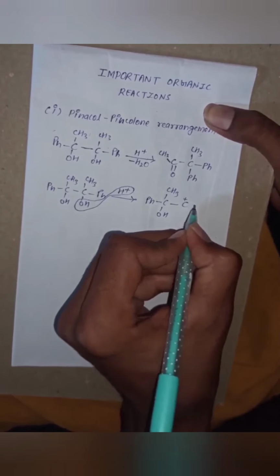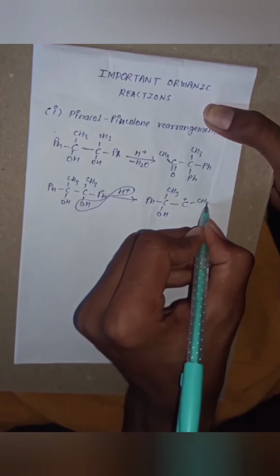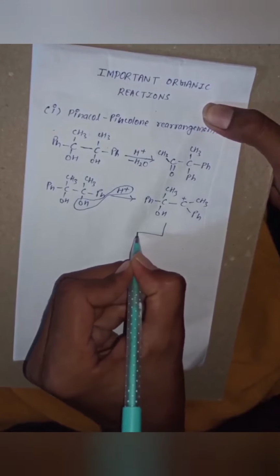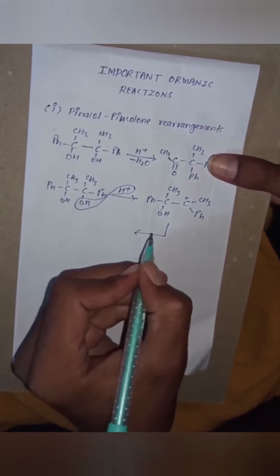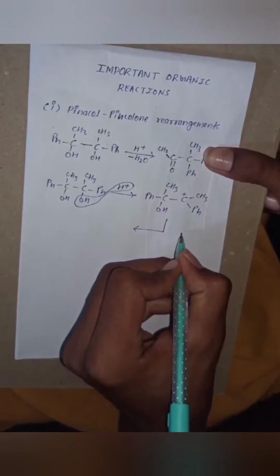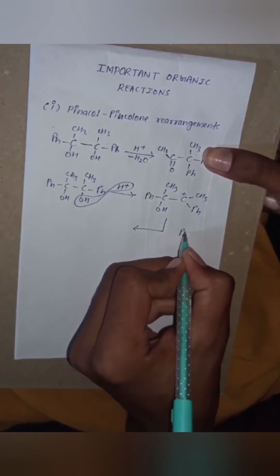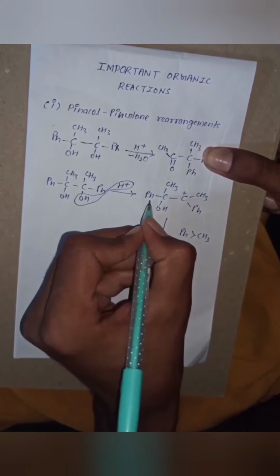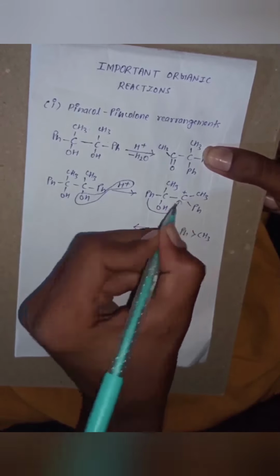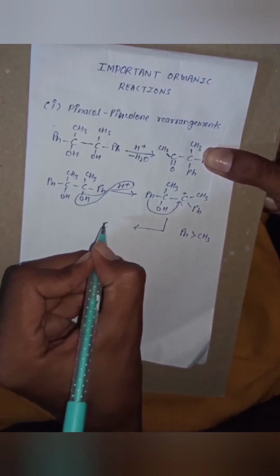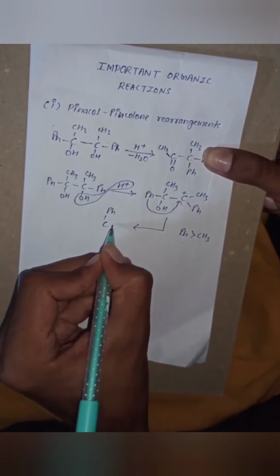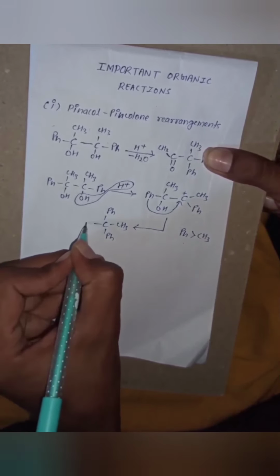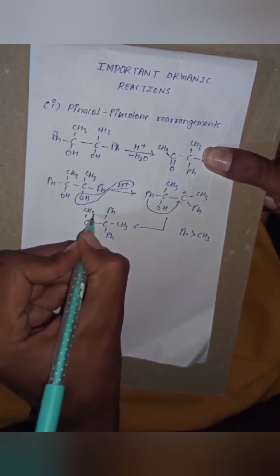So this carbocation is unstable. So here the 3-degree carbocation is more stable than the 2-degree carbocation. So the migration power of phenyl is greater than the CH3. So the phenyl migrated and joined at this carbocation. So what happens? This phenyl group is joined at this carbocation and another carbocation is formed.